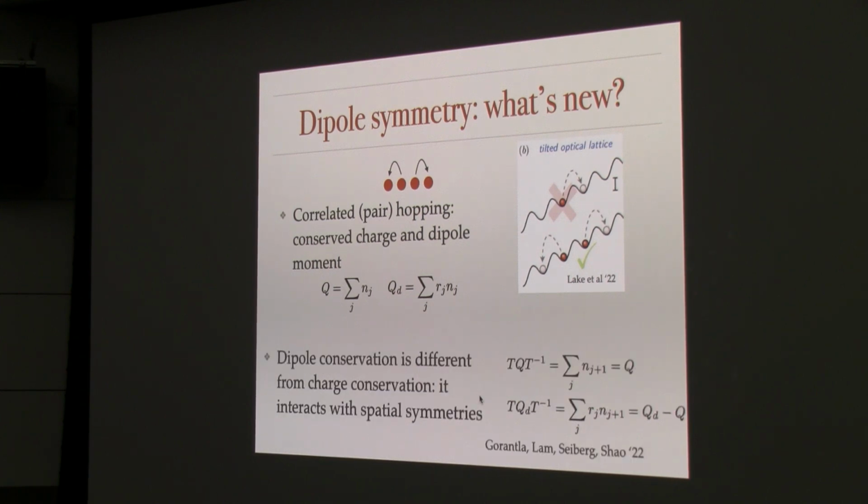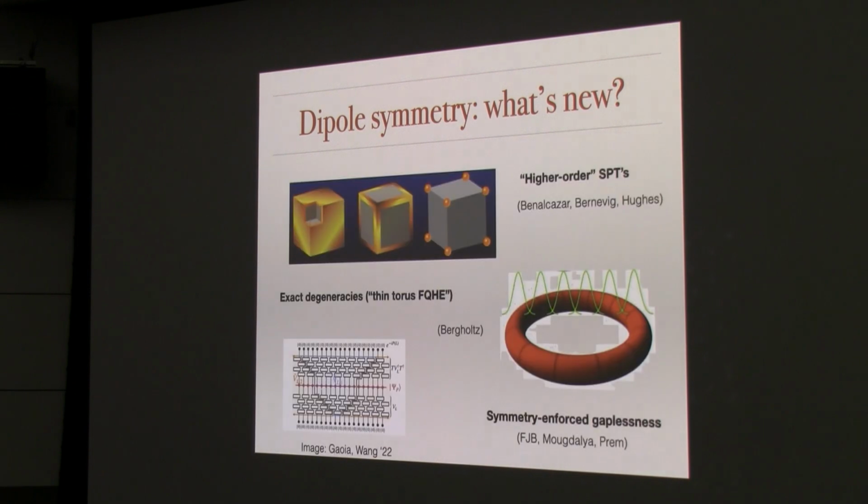Okay. And so why is this interesting, again, apart from experimental motivations? Well, one reason you might be interested in this is that dipole conservation is qualitatively different from charge conservation because it talks to the spatial symmetries of the system. So in particular, in one dimension, it talks to translation symmetry, and this is quite obvious because when you translate this dipole charge, it shifts by the total charge of the system, okay?